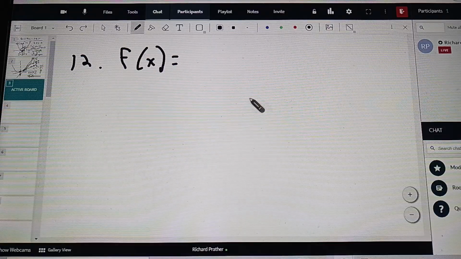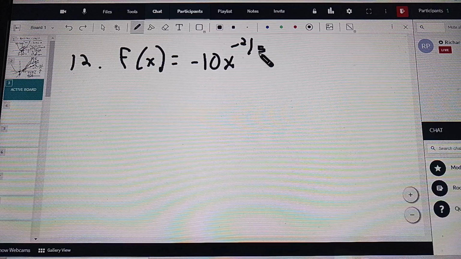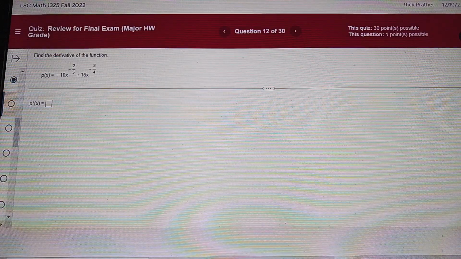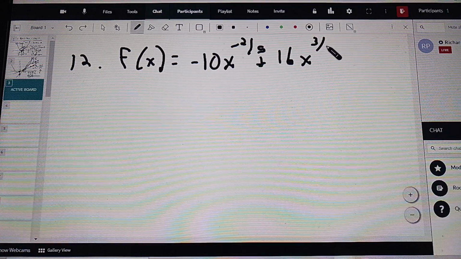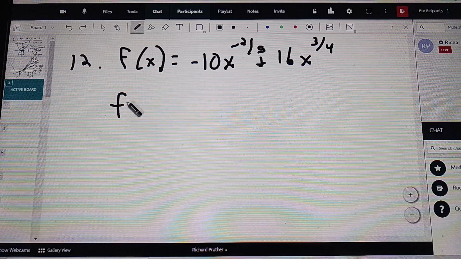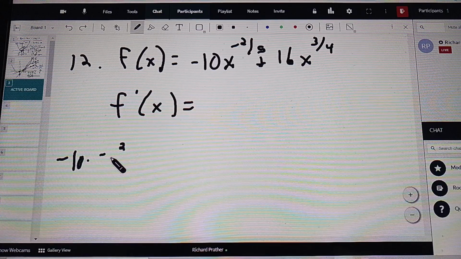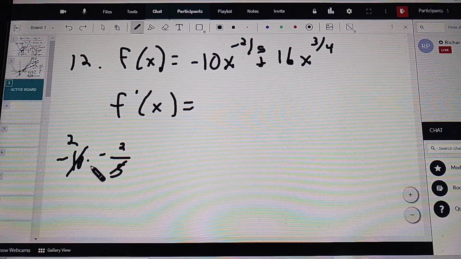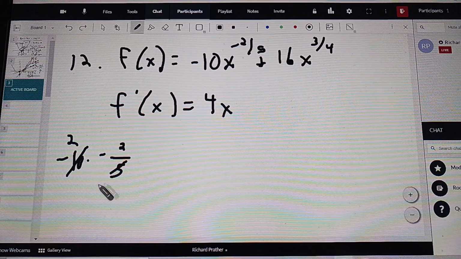But there's a -10 x to the -2/5 plus a 16 x to the -3/4. So derivative power rule, you do the exponent times the constant first. Exponent times a constant, -10 times -2/5. You could reduce the 10 into the 5, leaving you 2 for a division. And then -2 times -2 would be +4. The x stays the same. And then you decrease the exponent by 1.